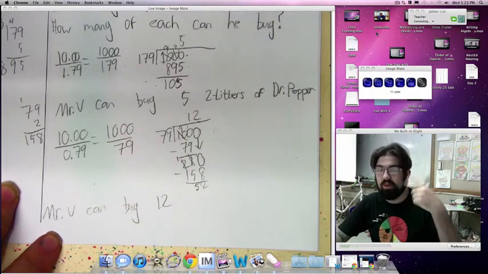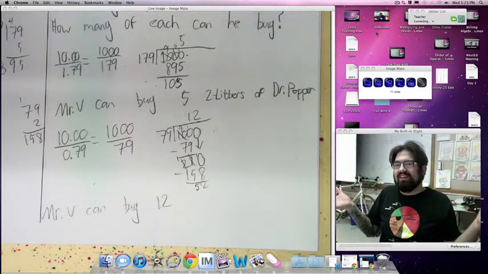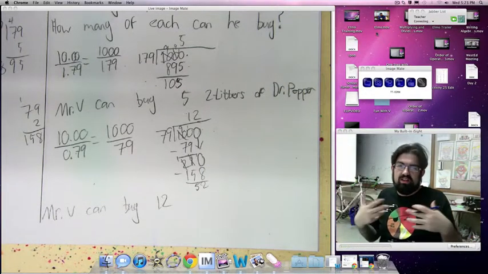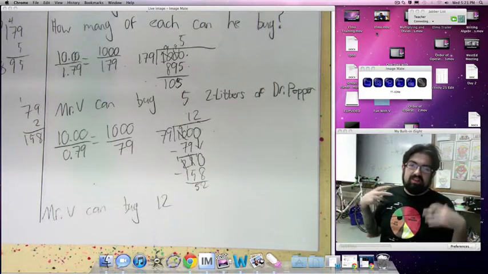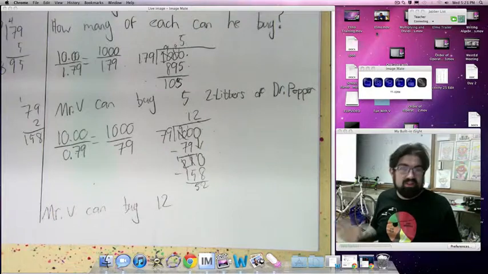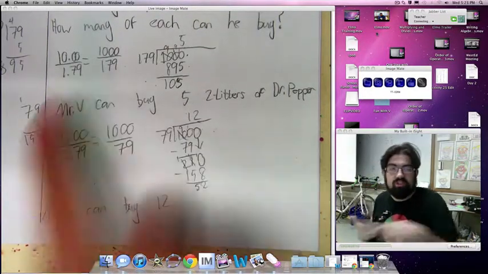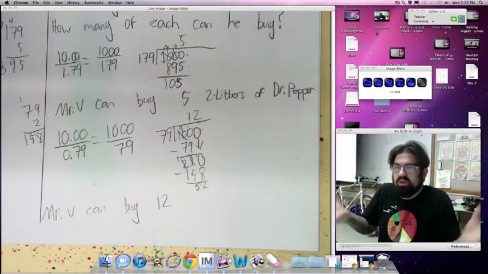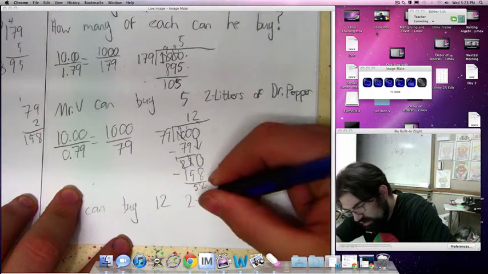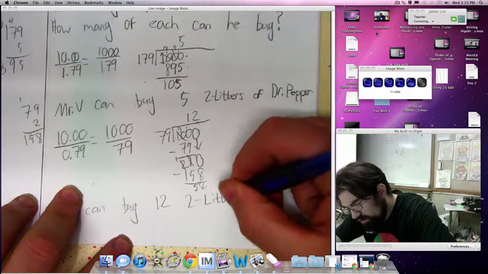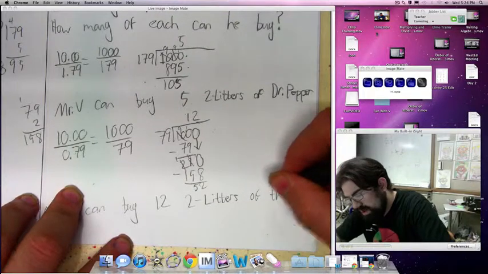I guessed. I predicted, which is the power of estimating. You know, make it make sense. 79 is almost 80. If I double 80, that's 160. That's $1.60, which is still cheaper than $1.79. So it's definitely going to be more than 10. That's why I guessed. 2 liters. Of the ripoff.